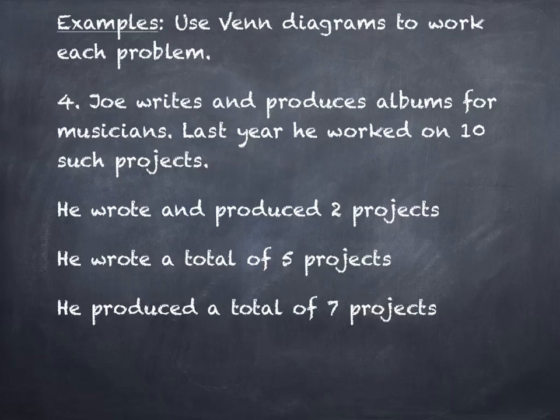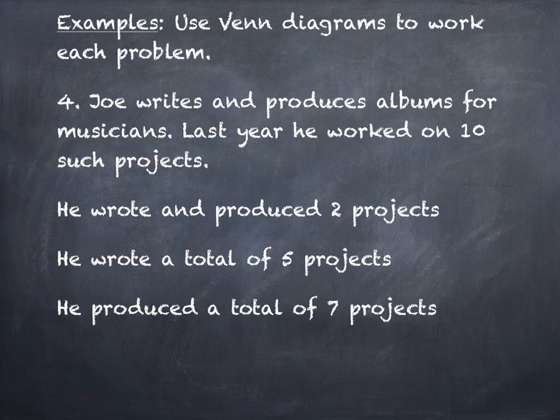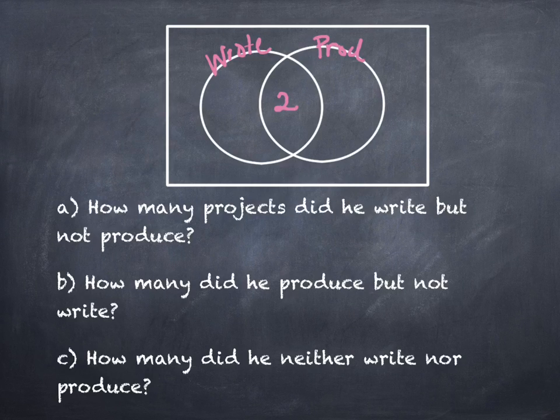Now, if you go back over here, it said that he wrote and produced 2 projects. Well, that word "and" tells you we're in the intersection and it's in the middle. And then the second piece of information said that he wrote 5 projects. So that number 2 plus the missing piece have to add up to 5, meaning I've got a 3 in the outside edge on the left.